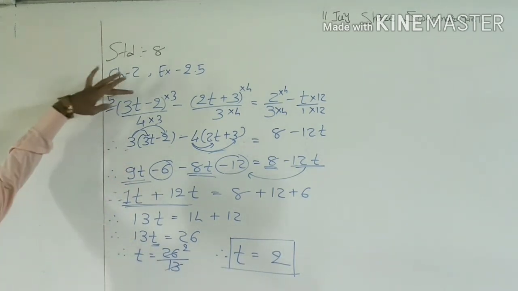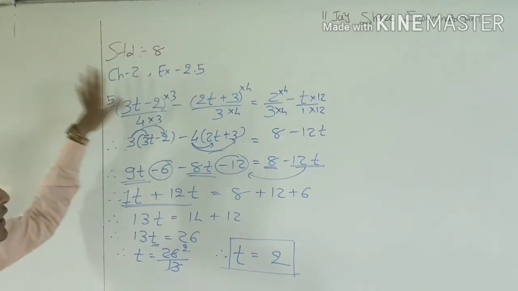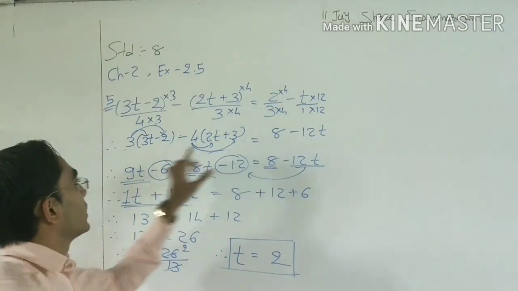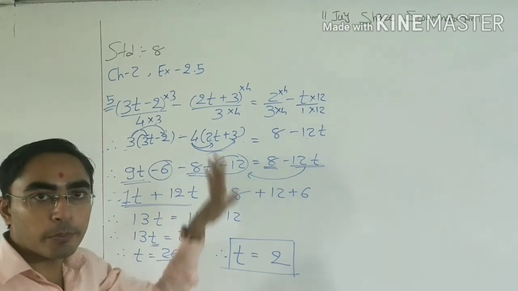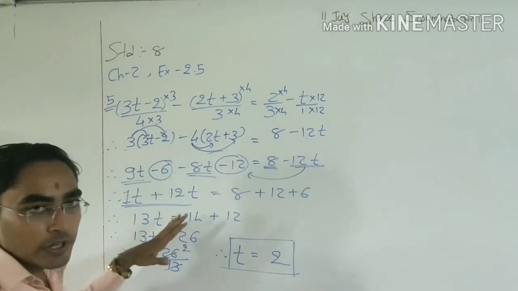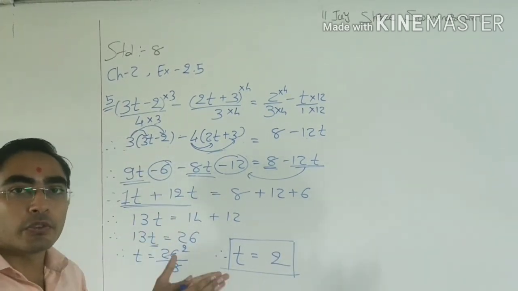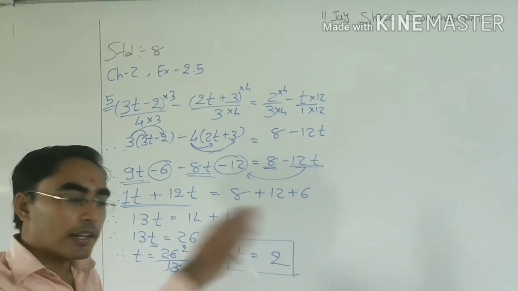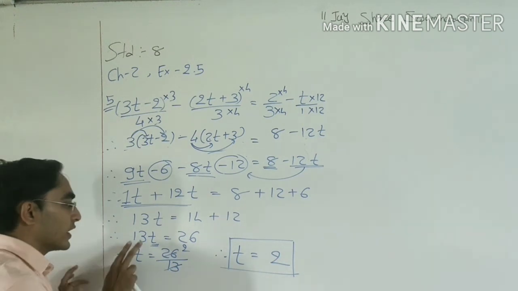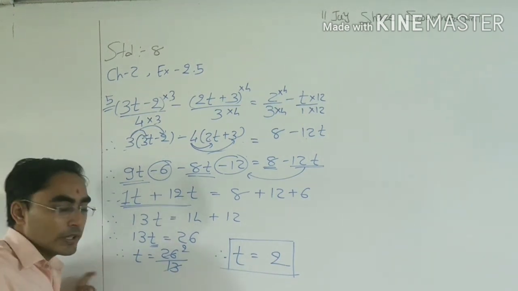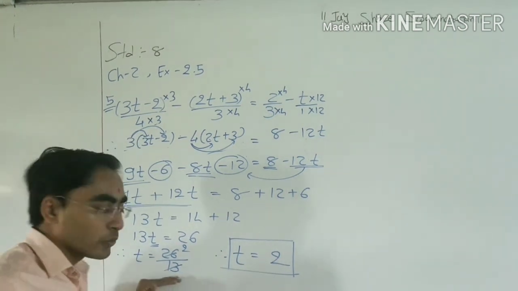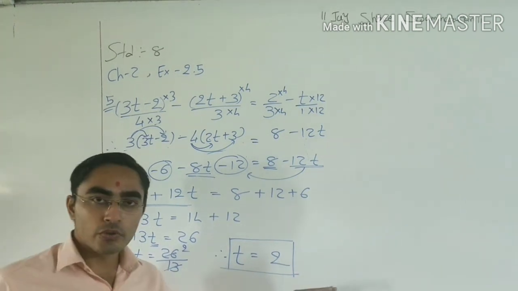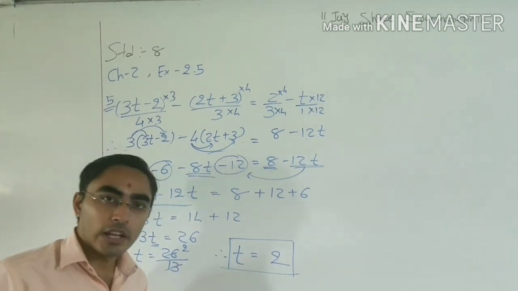So first of all we need to put the bracket, then we need to take the LCM on both sides, then multiply this number with this bracket and simplify it. Then we need to transfer our terms which contain t to the left hand side and other terms to the right hand side. And at last we need to transfer this 13 to the right hand side, it goes to the denominator. So t is equal to 2. This is our final answer.